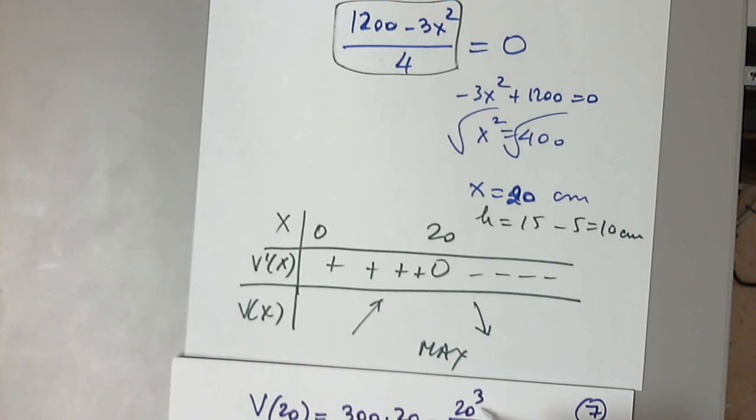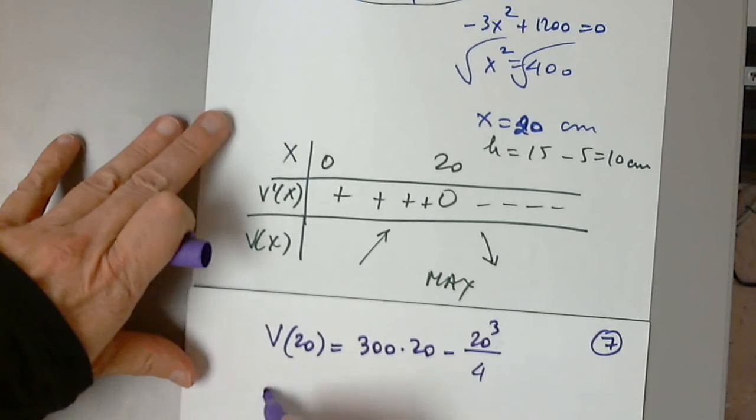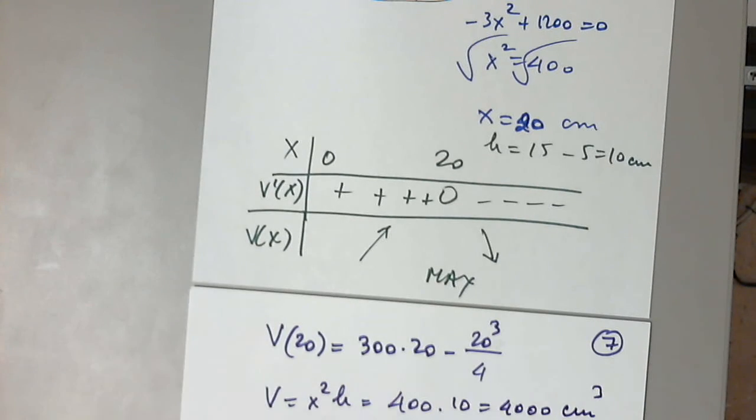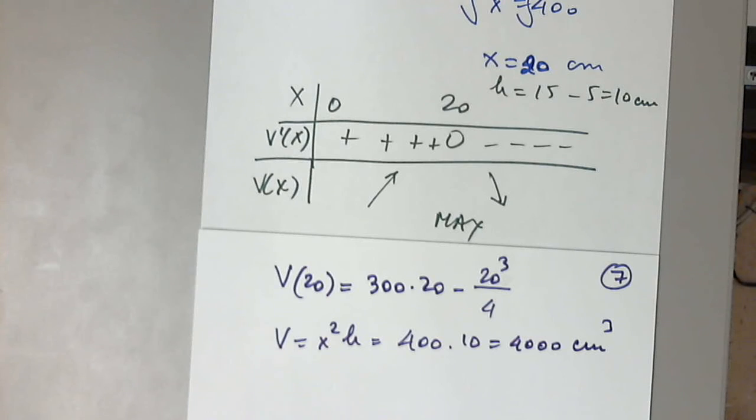Or you can go back to the one with the volume, which is x squared h. That's even better and easier. So this is 400 times 10, 4,000. I didn't need to go back to the volume with x alone because it's the same thing. Even if I use that or I use x squared times h, it's the same thing.